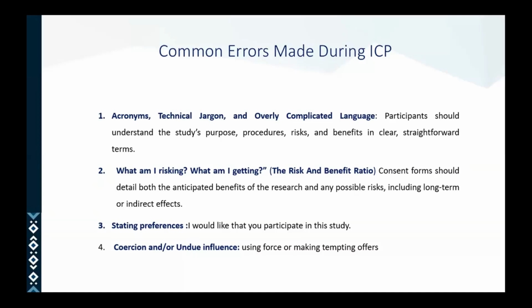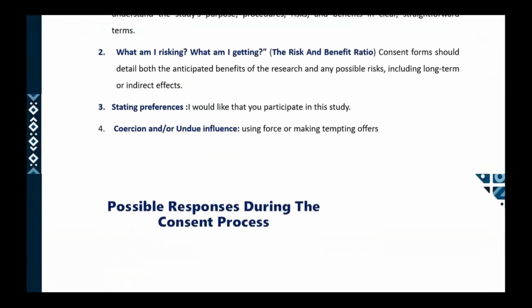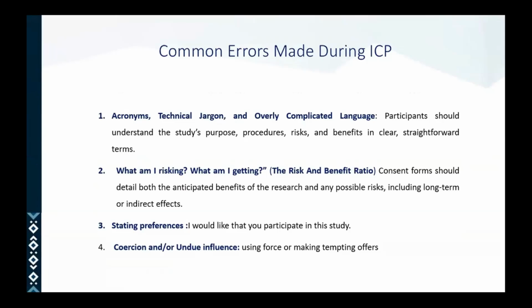Once you say that I would like that you participate in this study, most of them have already seen it to be very good and they want to participate, not because they are fully giving their consent voluntarily, but because they think that not giving it makes you wrong. So there could also be coercion and undue influence, which is really rare. So using force or making tempting offers. So these are some of the common errors that we can have during the informed consent process.